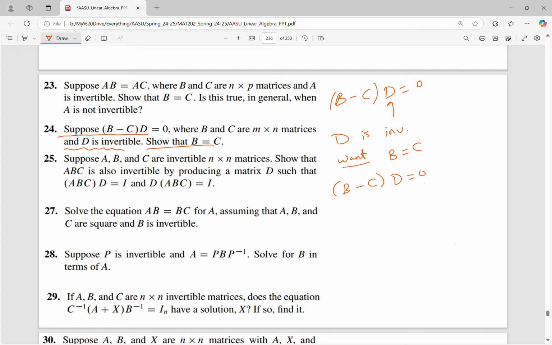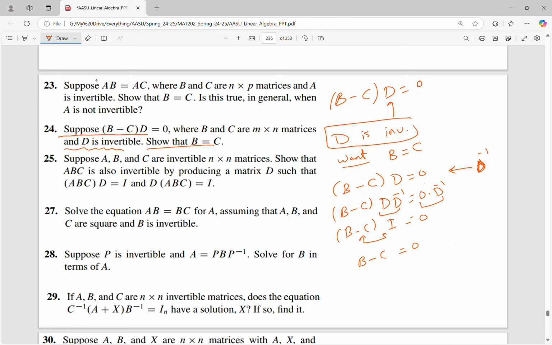Because D is invertible, it has an inverse. So I multiply this equation from this side by D inverse. What do we mean by from this side? I mean like this. D times D inverse is the identity, and 0 times D inverse is 0. But anything times the identity is the same thing. And if you move this, you get B equals C. So this is the proof.